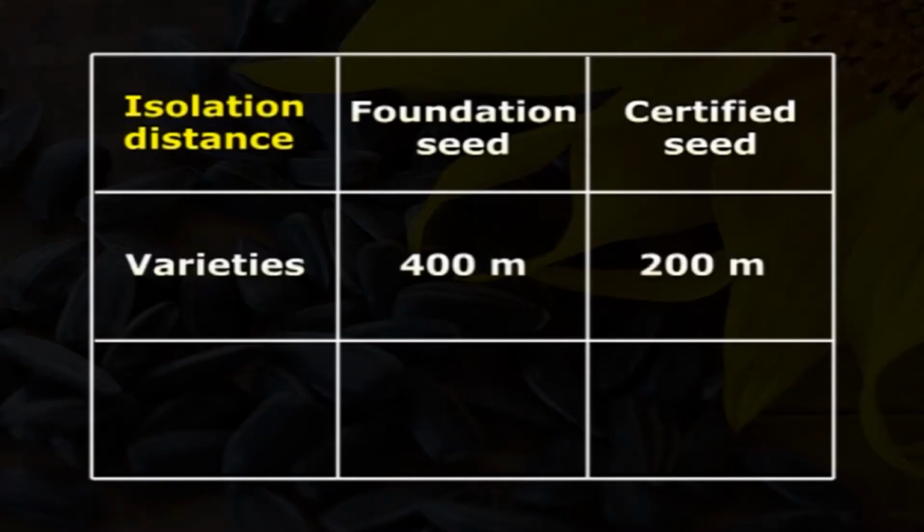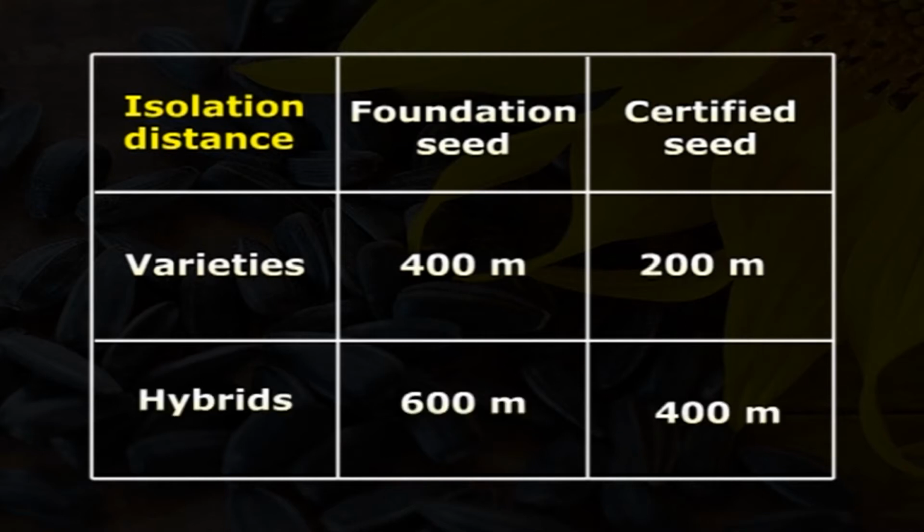Isolation distance. The isolation must be 400 meters for the foundation class of seeds and 200 meters for the certified class of seeds regarding varieties. Coming to hybrids, it is 600 meters for the foundation seed class and 400 meters for the certified seed class.